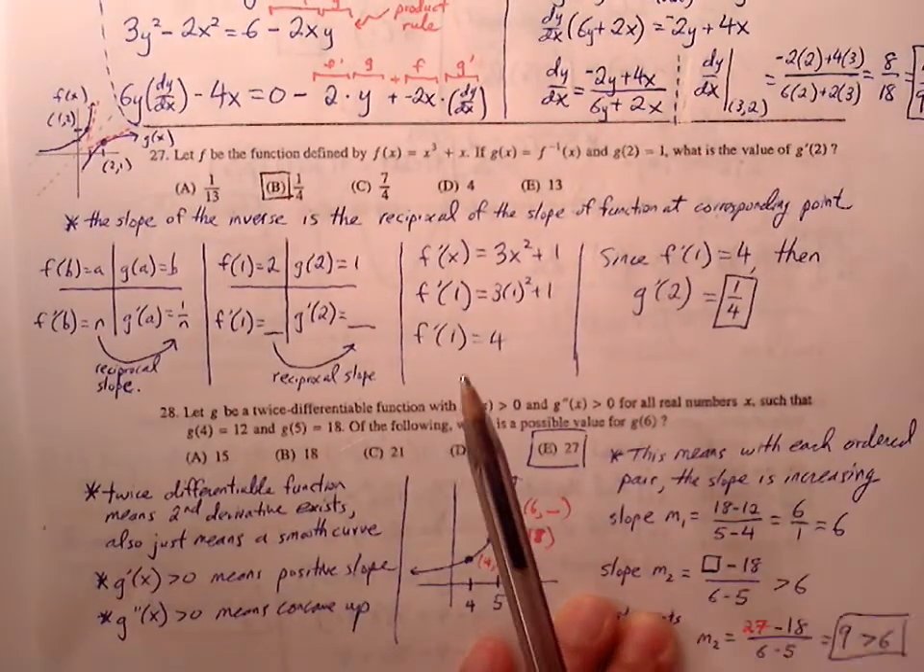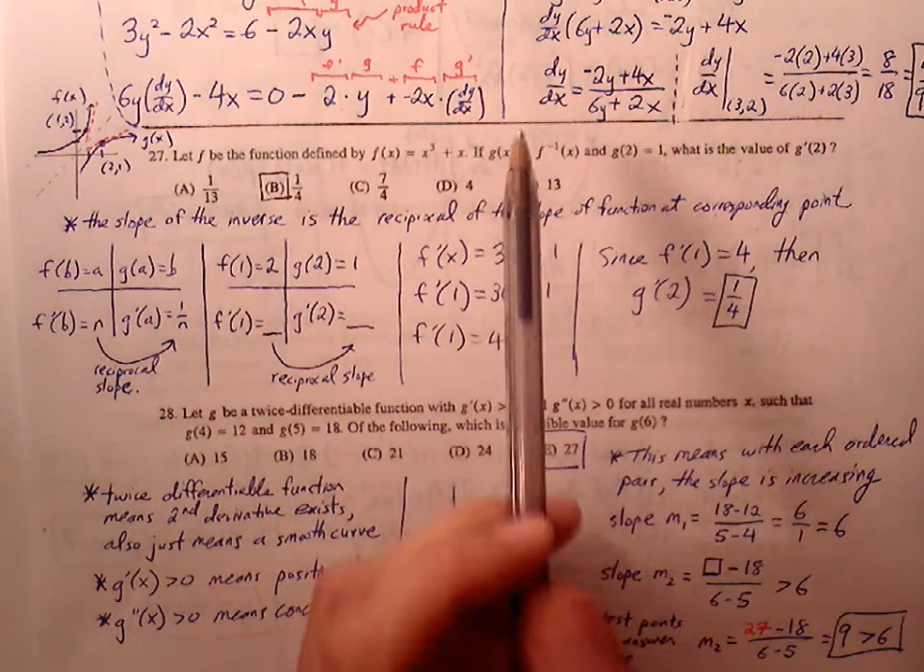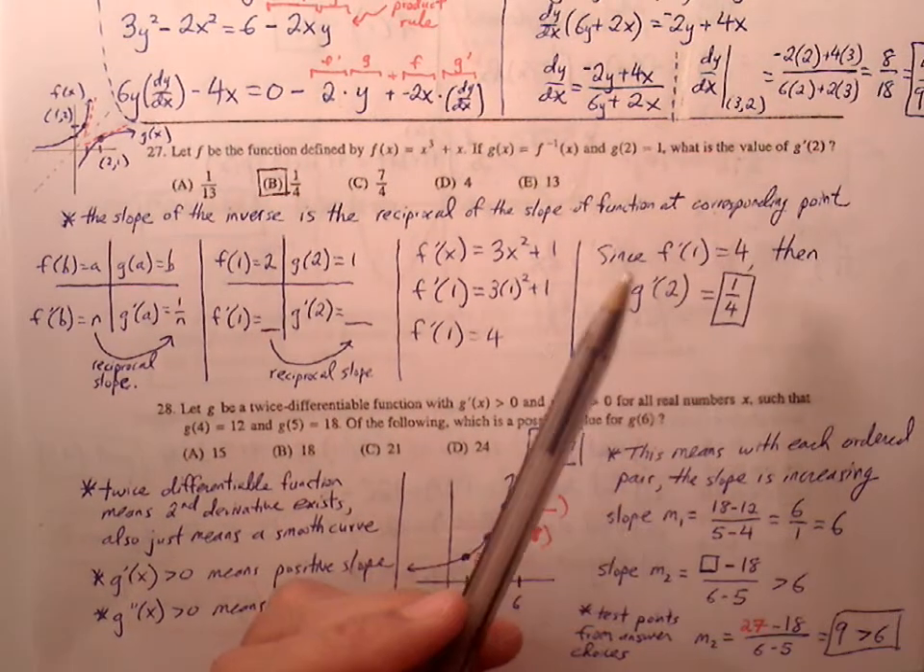Okay, 27. Let the function be defined by f of x. G of x is the inverse of f. G of 2 is equal to 1. What is the value of g prime of 2?